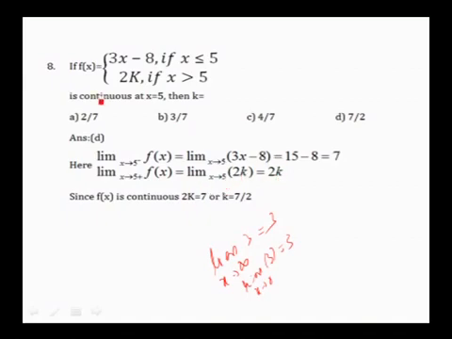But he has given that it is continuous. Therefore, the left hand limit and the right hand limit must be the same. So 2k must be equal to 7, that is 2k equals 7, or k is equal to 7 by 2. That is the answer, k equals 7 by 2. The option is D. So whenever you come across such problems, you find the left hand and right hand limits separately.